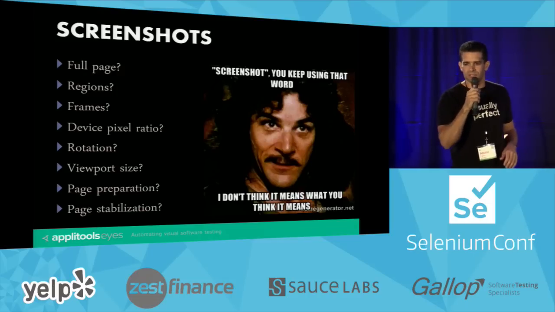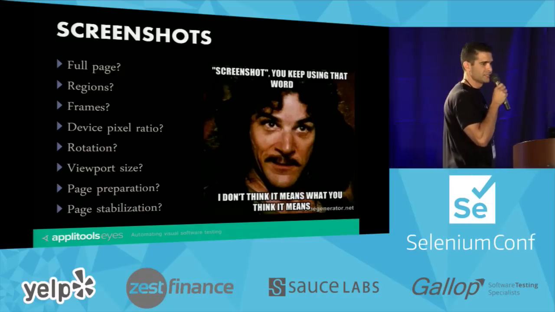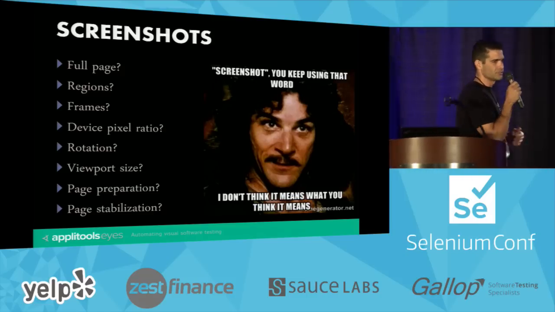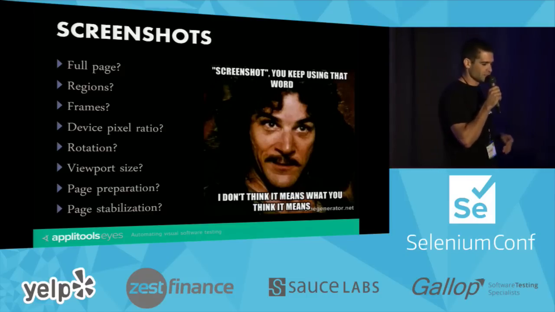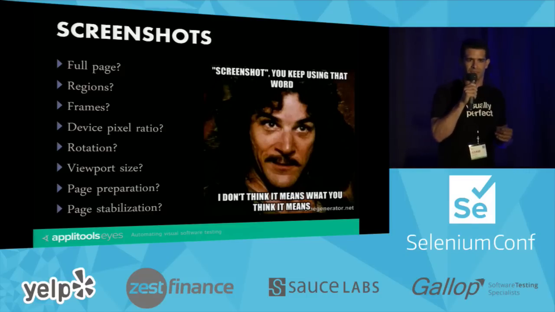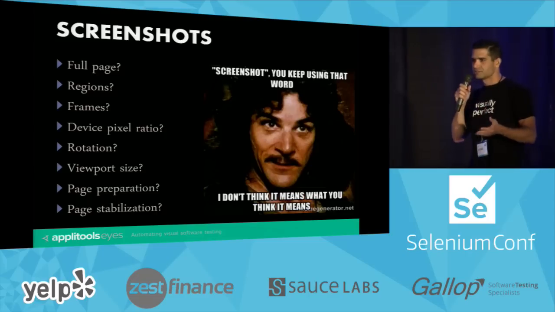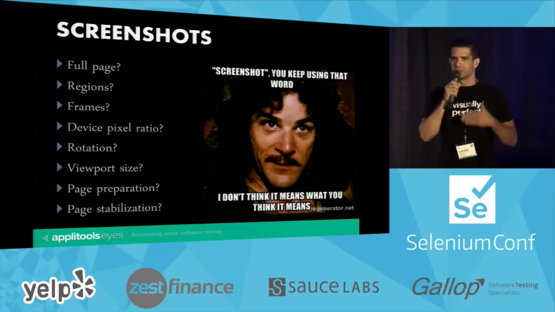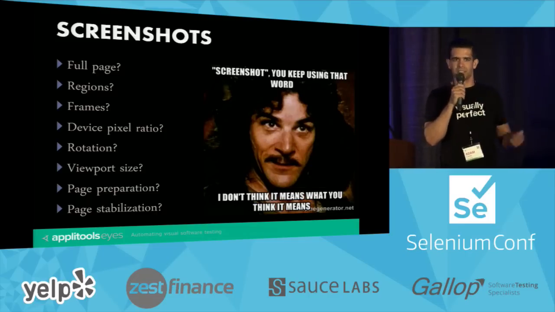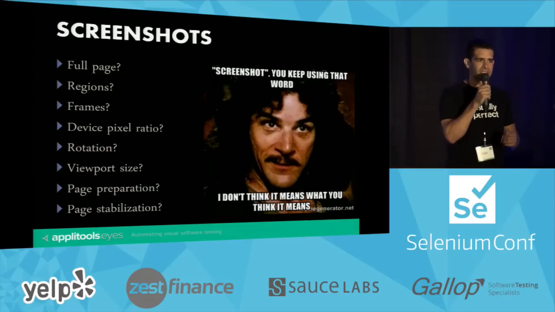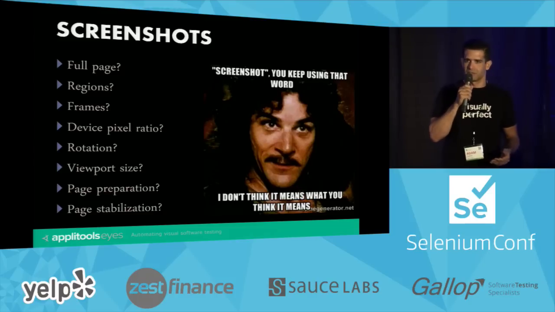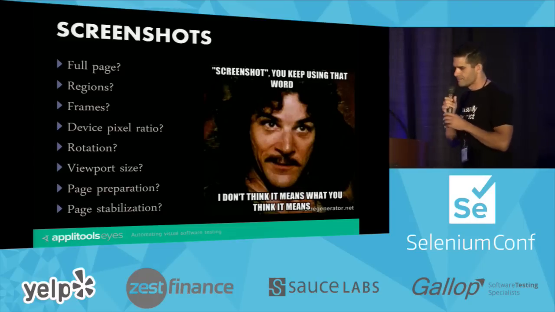And some of the tools also help with page stabilization simply because they already have the baseline image, so they know how the page is expected to look. So instead of just taking a screenshot and moving on, they can continuously poll and try again and again until a match is found, meaning that the page is stabilized, until a certain timeout is reached, in which case they just consider it a mismatch and move on.